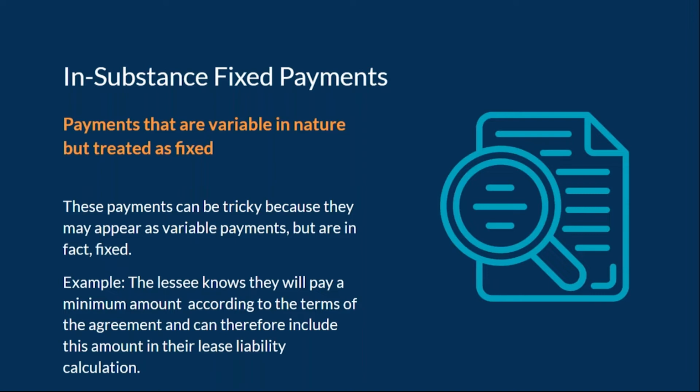As another example, let's look at a payment calculated as miles or usage over a certain threshold times a rate. The lessee can calculate the lease liability with the base amount, and any mileage or usage overages are variable lease payments to be expensed when or if incurred.